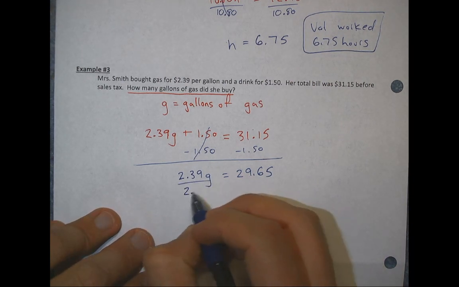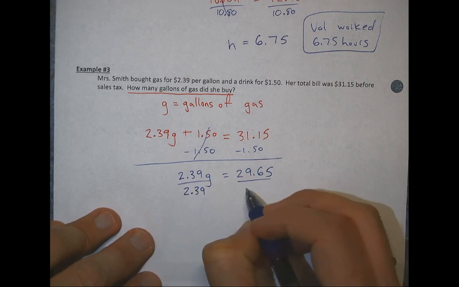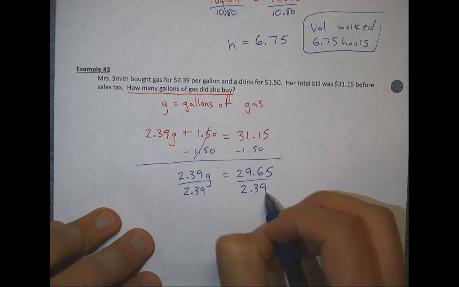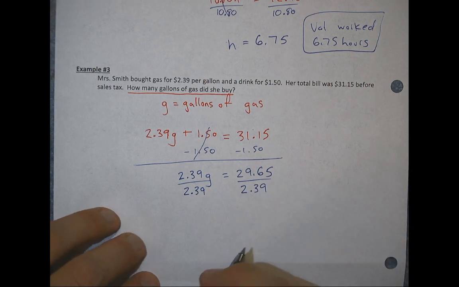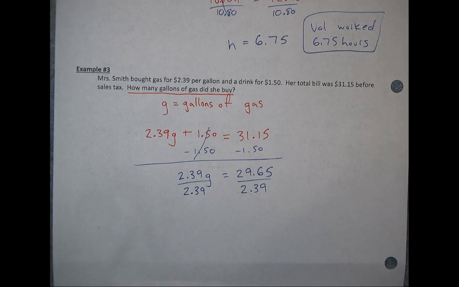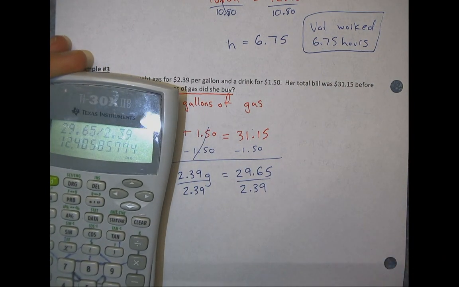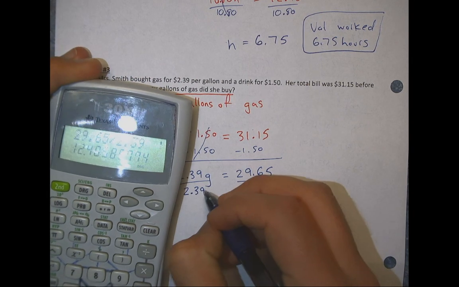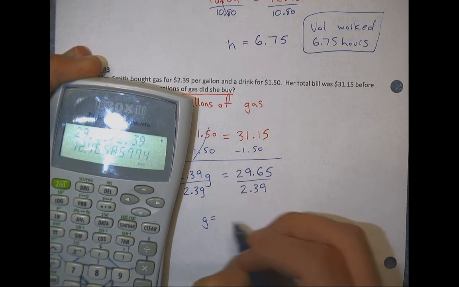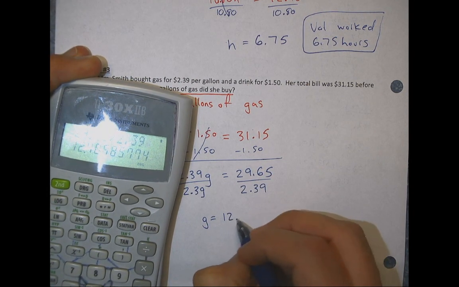So how many times does $2.39 go into $29.65? Now, if you do this in your calculator, it's not going to be a perfect number, and most of the time in the real world, you're not going to get a perfect number. So $29.65 divided by $2.39 looks like this. Okay, so G equals, I'm going to write it all the way out for now.